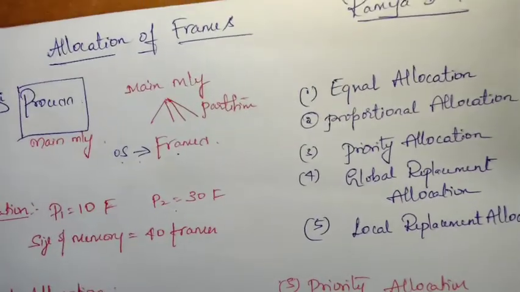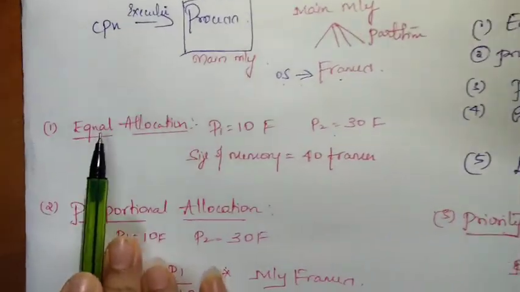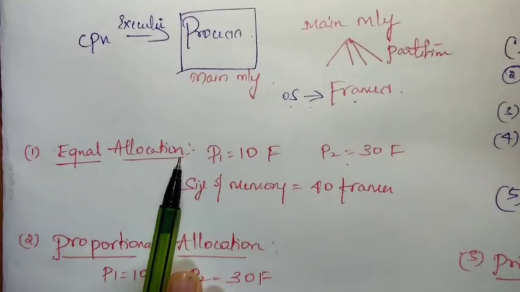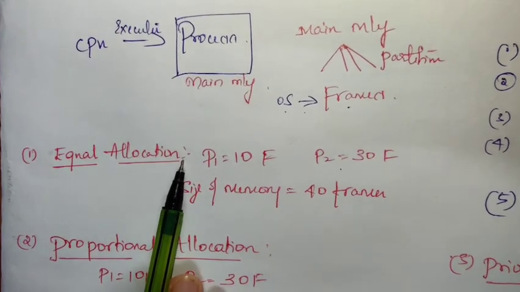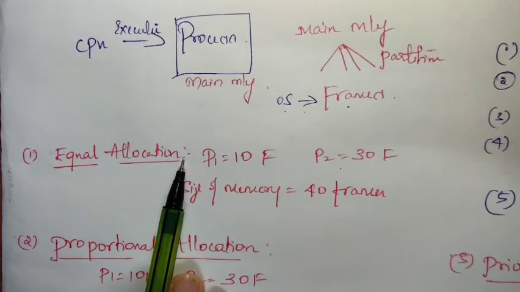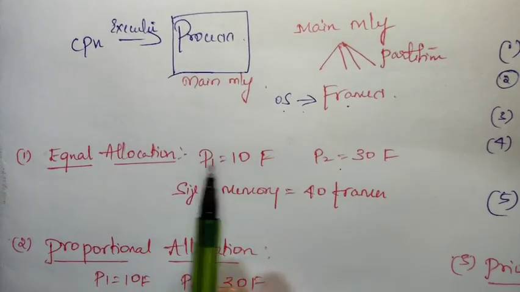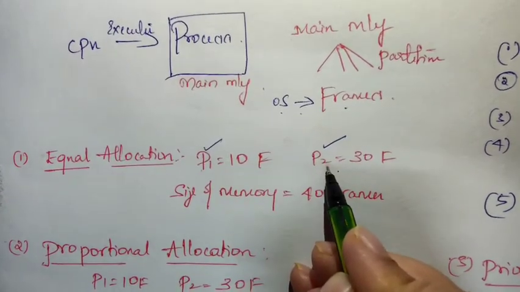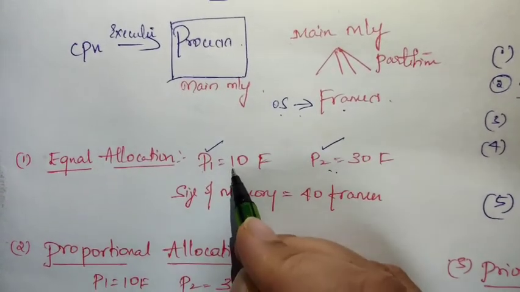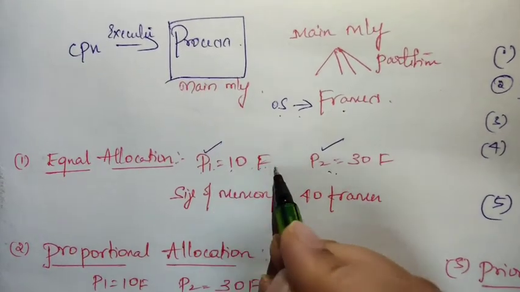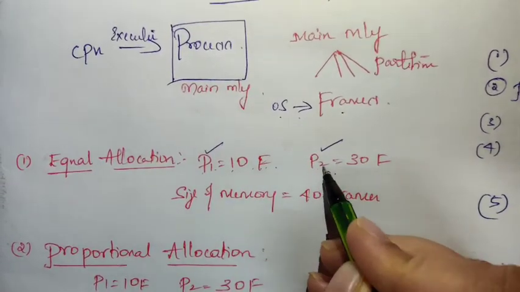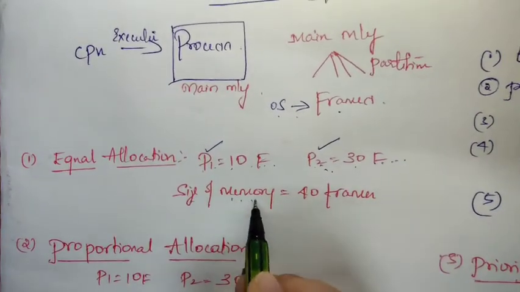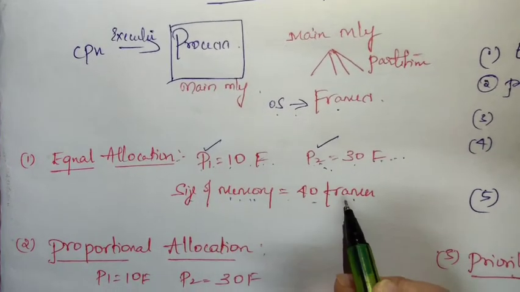In case of equal allocation, frames will be allocated equally among the available processes. Consider, in this case, two processes, P1 and P2. P1 requires 10 frames for the execution, whereas the process P2 requires 30 frames for the execution. But the size of the memory is 40 frames.